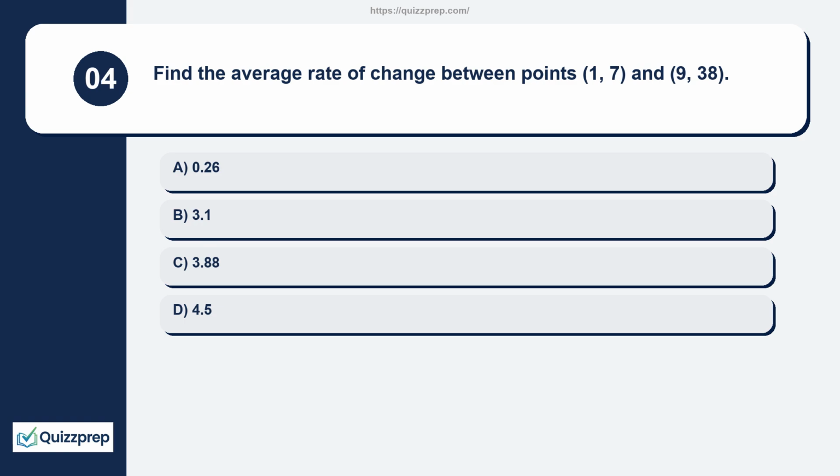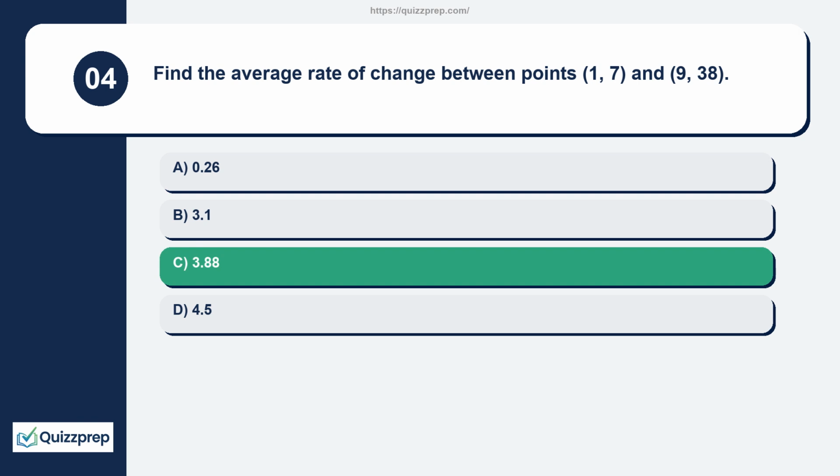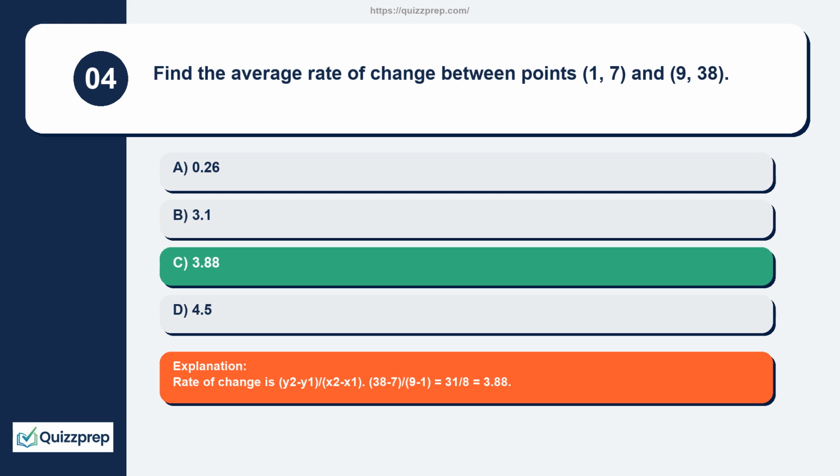Question 4. Find the average rate of change between points (1, 7) and (9, 38). Options: 0.26, 3.1, 3.88, 4.5. Rate of change equals (y2 - y1) / (x2 - x1). 38 minus 7 over 9 minus 1 equals 31/8 equals 3.88.